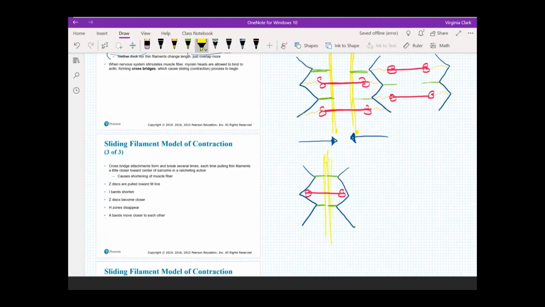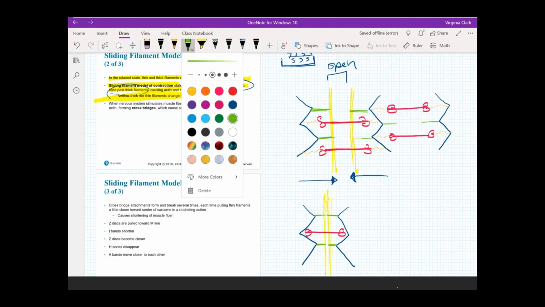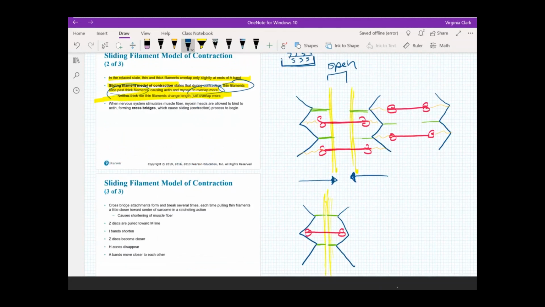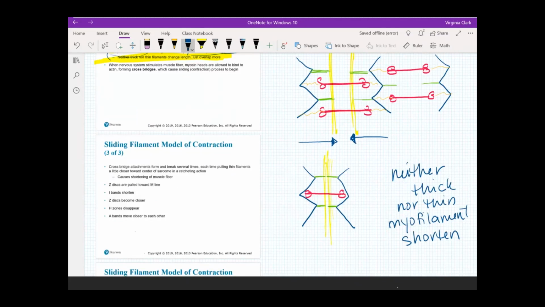The big premise here is that you have not changed the length of the thick or the thin filament. So with the sliding filament of muscle contraction, neither thick nor thin myofilaments contract or shorten. You are not shortening the myofilaments. You are shortening the space that they overlap. So this is important. You are not actually shortening any structures. You are essentially only decreasing their space apart.